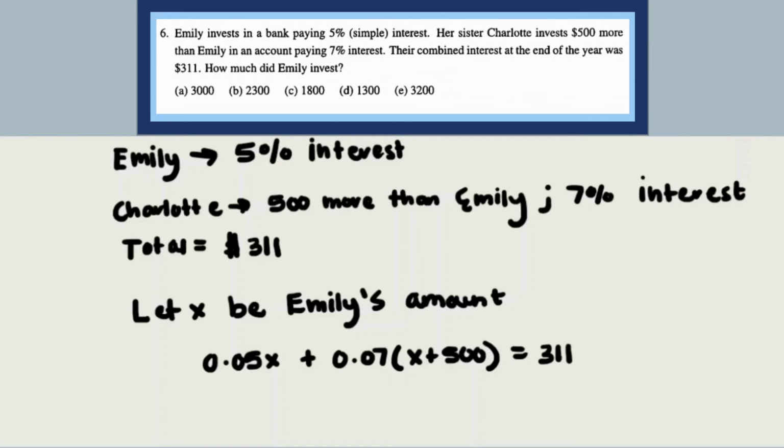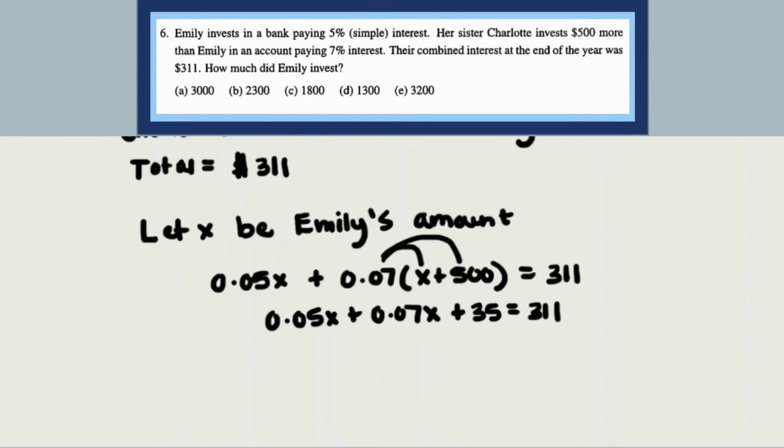Alright, so what we're going to do is just solve for X. The first thing I'm going to do is distribute this 0.07 to the X and the 500. And when we do that, we'll get 0.05X plus 0.07X, and 0.07 times 500 will give us 35. So that'll be plus 35 equal to 311. 0.05x plus 0.07x will give us 0.12x, and then we'll be left with plus 35 equal to 311.